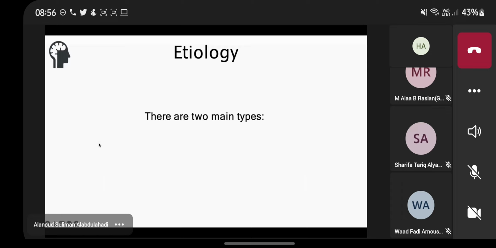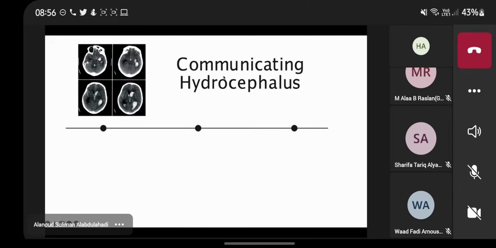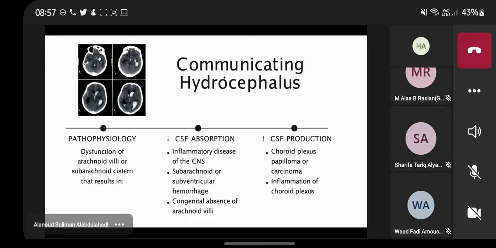Now, for the etiology, hydrocephalus has 2 main types, which is the communicating and the non-communicating. Now, communicating hydrocephalus requires free communication between all the ventricles and the subarachnoid space. Basically, what happens is that as a result of dysfunction in the arachnoid granulation, you will have either decreased absorption of the CSF or increased production.